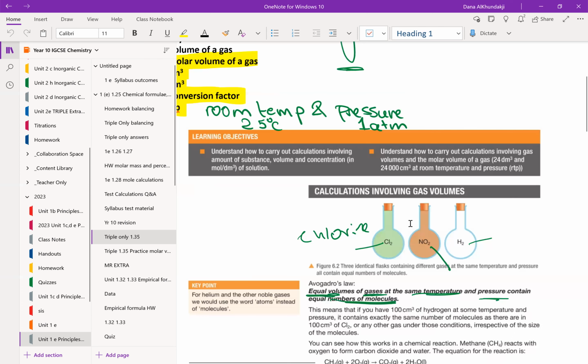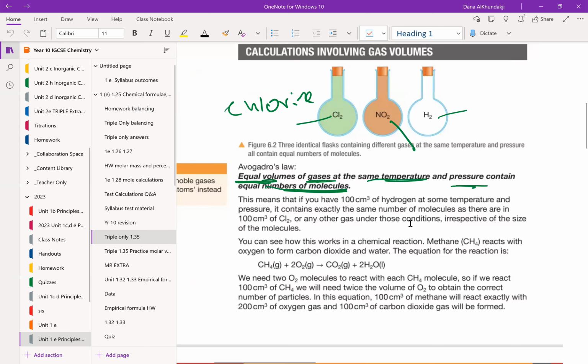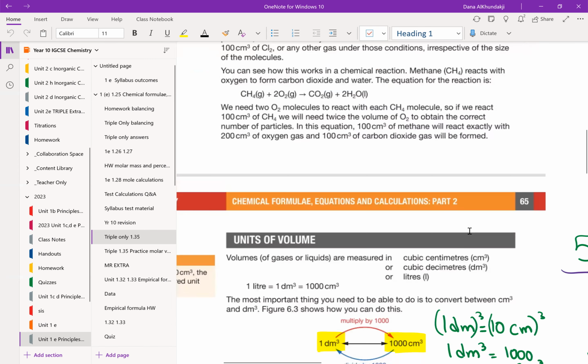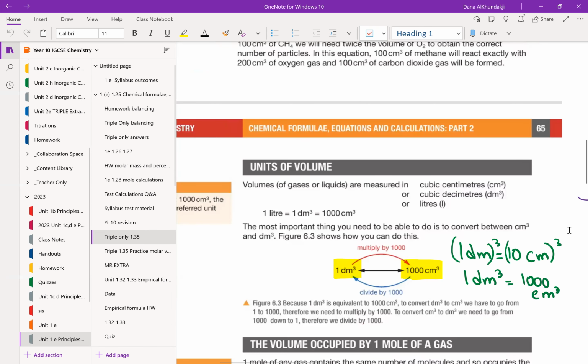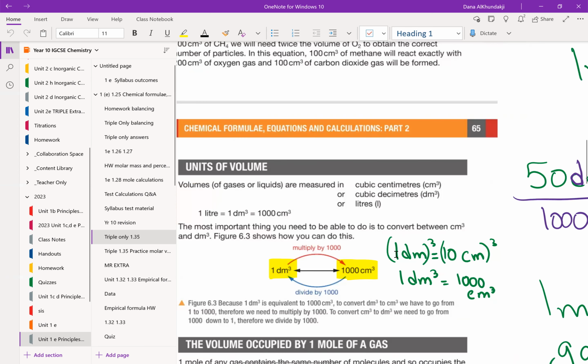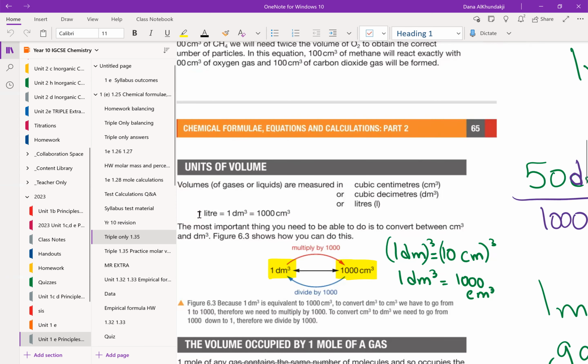And really, these elements, for example, chlorine and hydrogen, are gaseous. Nitrogen dioxide is a brown gas, and if we have them at a specific temperature and pressure, they will occupy the same volume, and therefore we are going to use this in our conversion factors. But before that, let's just recap on what the volume units are.